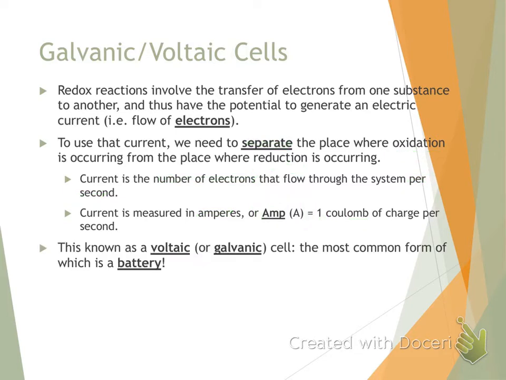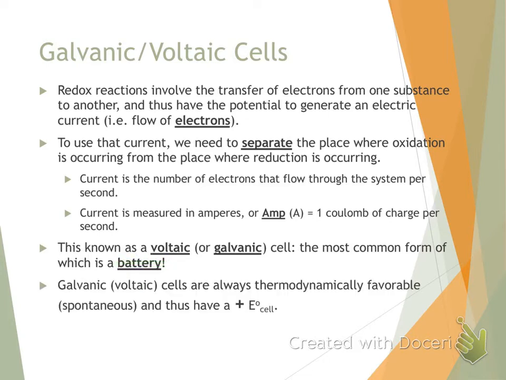A voltaic cell or galvanic cell, same thing, is a battery where we're taking a chemical reaction and converting that energy into electrical energy that we can use. Because it is a battery, it is thermodynamically favorable, aka spontaneous. Whenever we have a spontaneous redox reaction happening, the E0 cell that we calculate will always be positive.